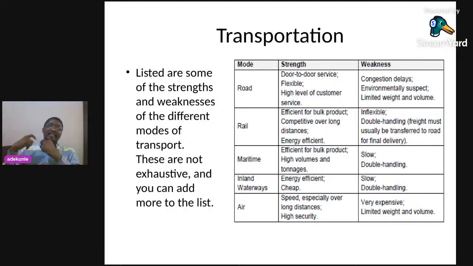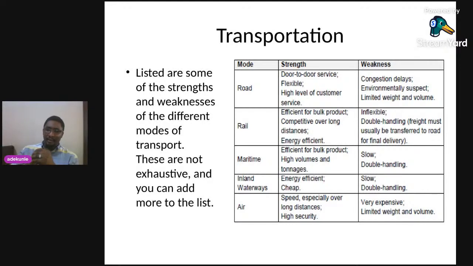But it has one weakness. One of the major weaknesses is that it's inflexible because the train will move on a dedicated track. And because it moves on a dedicated track and it's inflexible, there's a high possibility of double handling of freight while in transit. Then we have also the maritime, the shipping industry, which is efficient in carrying bulk product, high volume, high tonnage product over a long haul. And like we all know, no matter how advanced the technology of maritime is, it is slow. And because wherever the goods are needed might be on land, there will be a case of double handling.